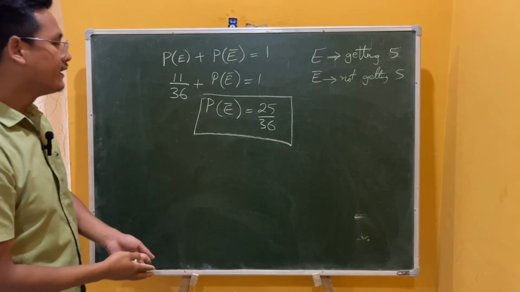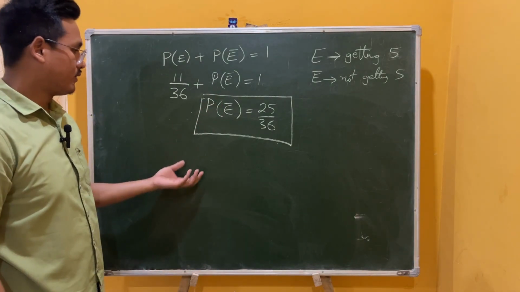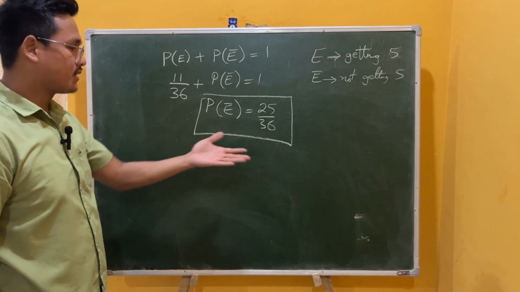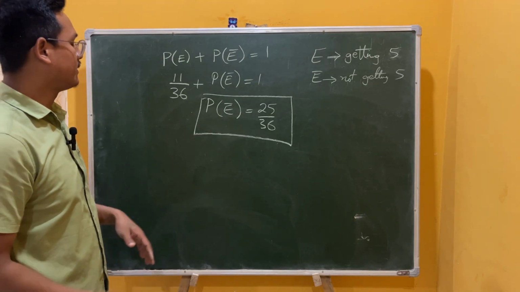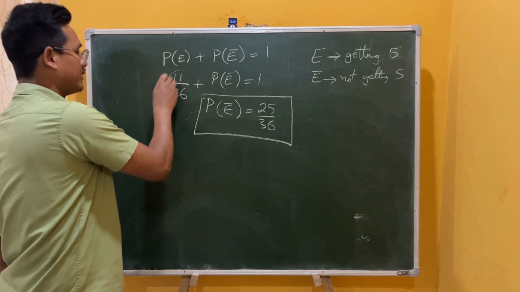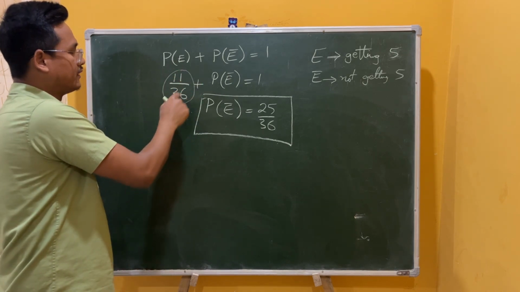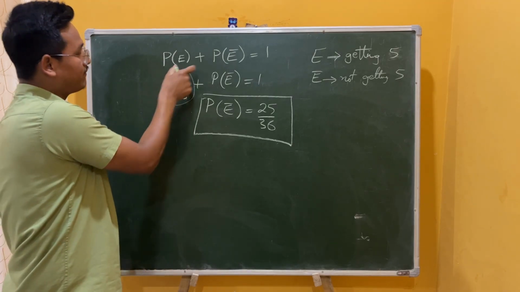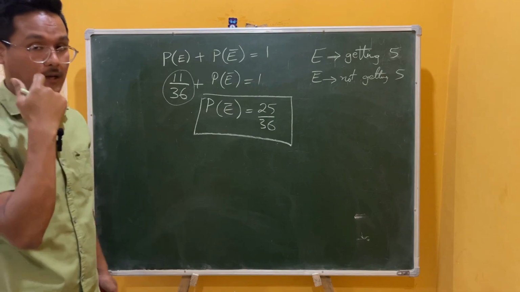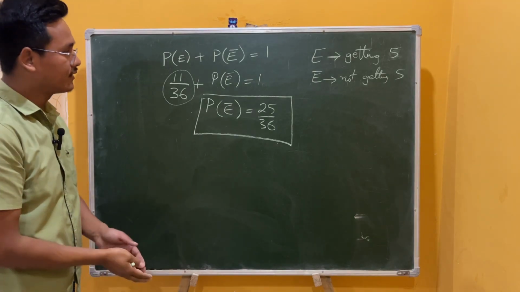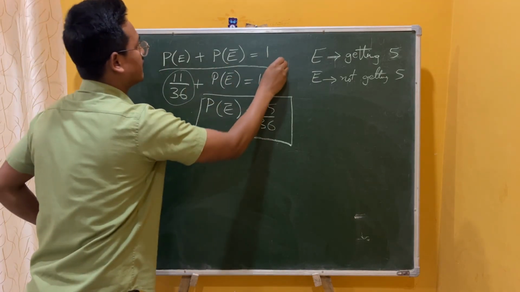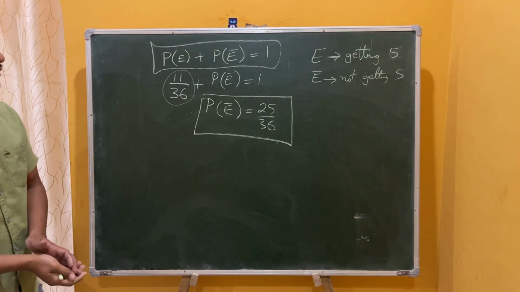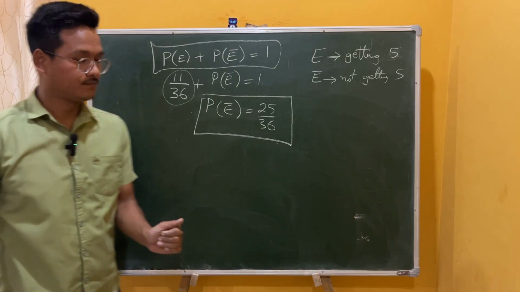Probability of not getting 5 when you roll 2 dice, right? So using this, I got the answer. Otherwise, you may also think, just looking at the equation, its complement is 25 out of 36, because 11 plus 25 is 36 only. So that way also you can think. Otherwise, this is the formula which they have used. So let's move on to another question.